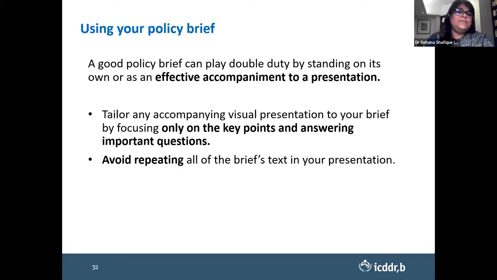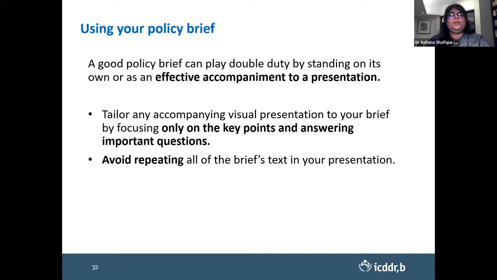Finally, it's very important to use your policy brief. We have written this policy brief, but across the entire policy cycle, not only at agenda setting, but also to emphasize your work, to make the policy change, and not only at policy formulation, but also at the implementation stage, you should highlight and use your policy brief.